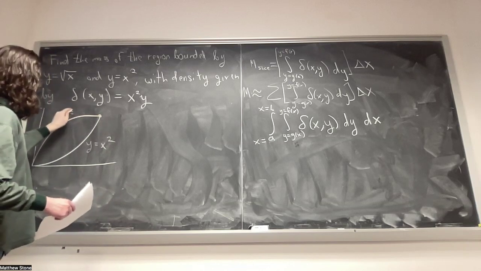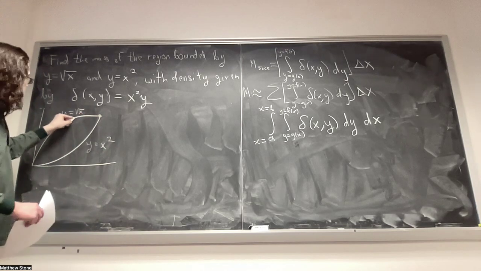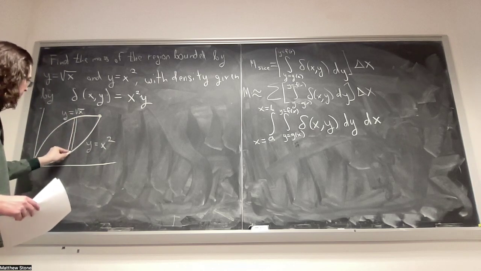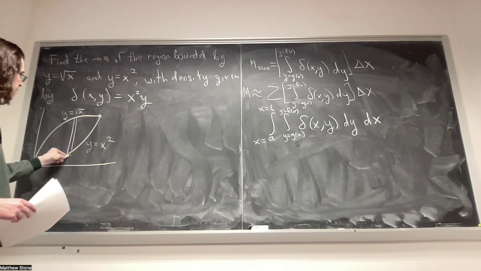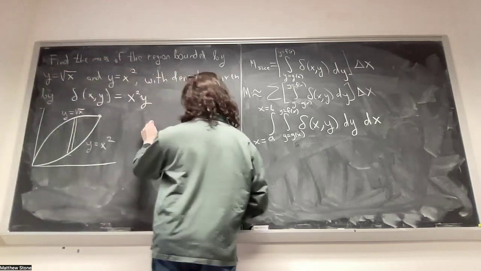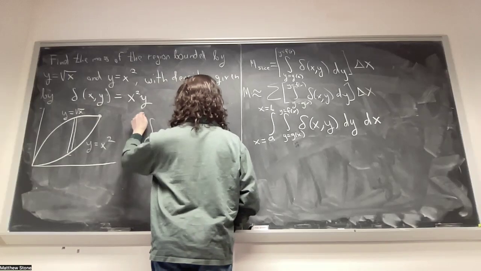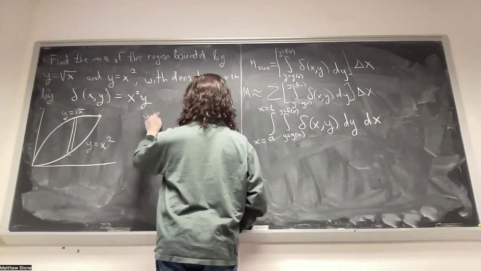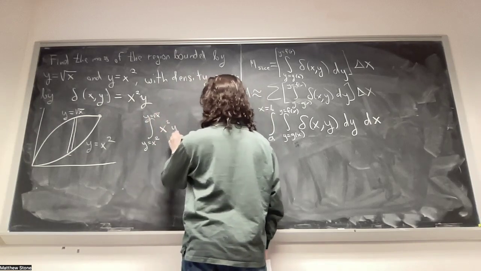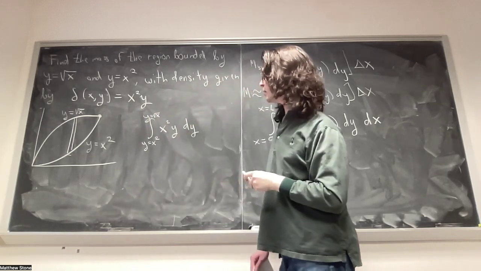And y equals square root of x, looking something like this. Each of our slices are going from base y equals x squared up to y equals square root of x. So the internal integral is going to go from y equals x squared up to y equals square root of x of our density, x squared y dy. That's our internal integral.